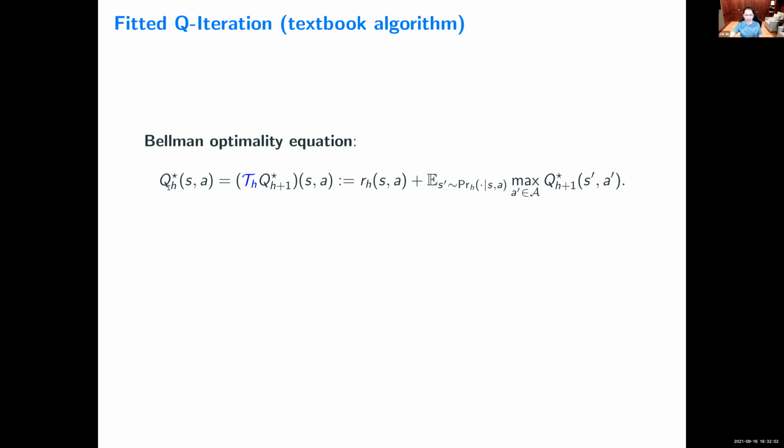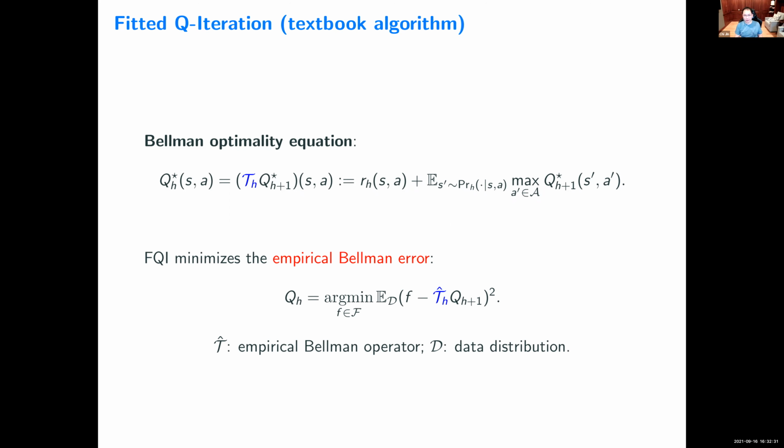That is, the value function at the current step h is equal to the reward plus the expectation over the next state of the max over actions of the Q value at the next step. The S prime is taken over the transition probability, and A prime is the max over actions. This is the standard Bellman optimality equation. I can just write this reward plus expectation and max as a Bellman operator, which operates on the value function of the next step.